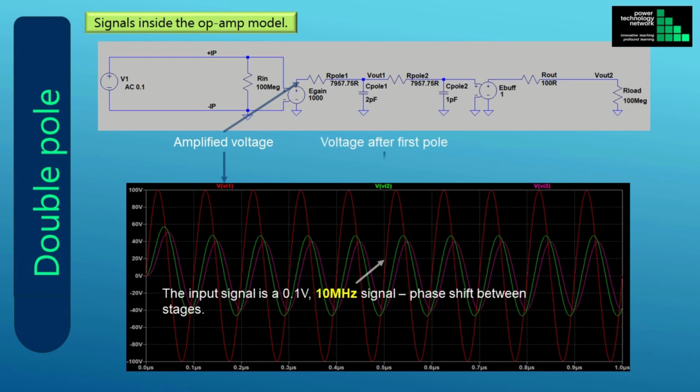The red signal is the amplified signal at the input to the first pole. The green signal is the voltage after the first pole. The purple signal is the voltage after the second pole, which is the output of the op-amp.